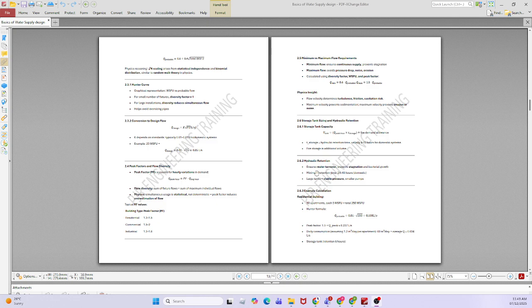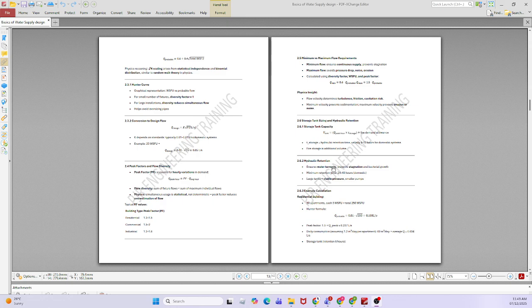Clear? And if you go to hydraulic retention, it ensures water turnover and prevents stagnation and bacterial growth. So this is the reason we use a circulation pump for the tank. T storage means what? It's a time, how much duration.